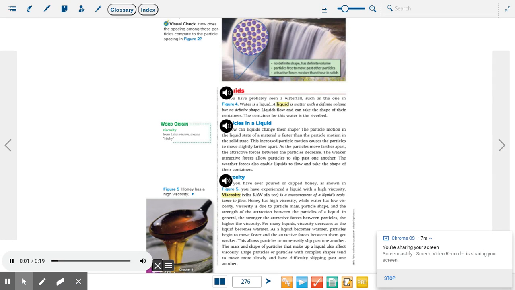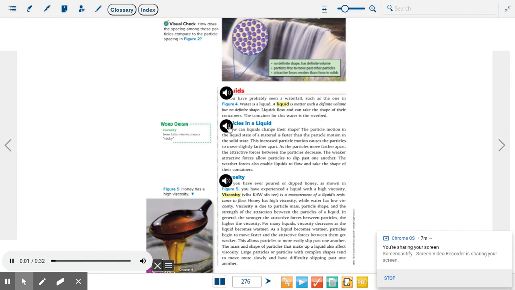Liquids. You have probably seen a waterfall, such as the one in Figure 4. Water is a liquid. A liquid is matter with a definite volume, but no definite shape. Liquids flow and can take the shape of their containers. The container for this water is the riverbed.